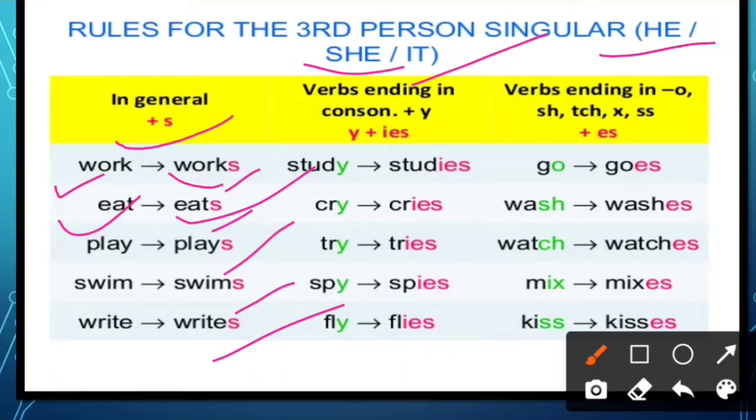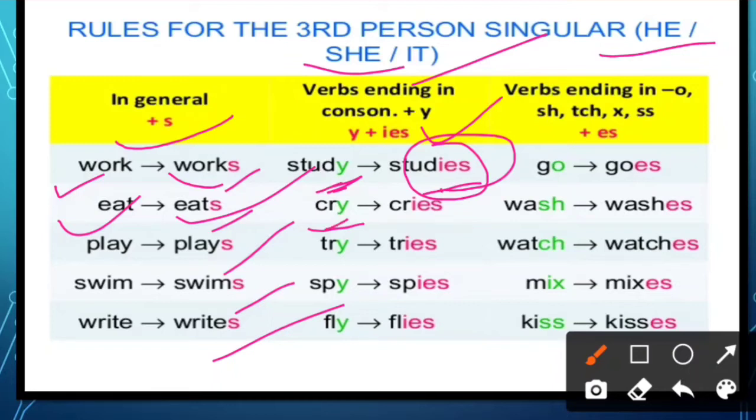Now here you can see, in the second type, when the verb ends with y, at that time what do we have to do? Y will be converted into i. Study: y will be removed, y will be converted into i, and we will have to add es. Same with cry. Here you can see before y there is always a consonant sound.